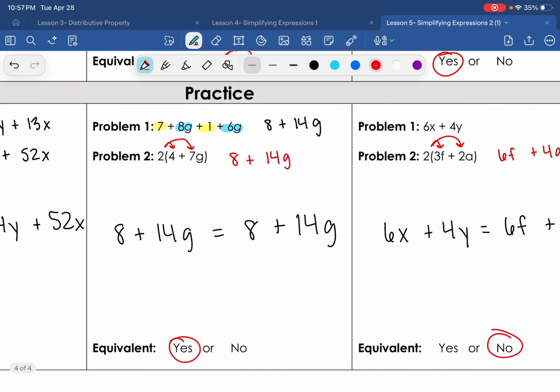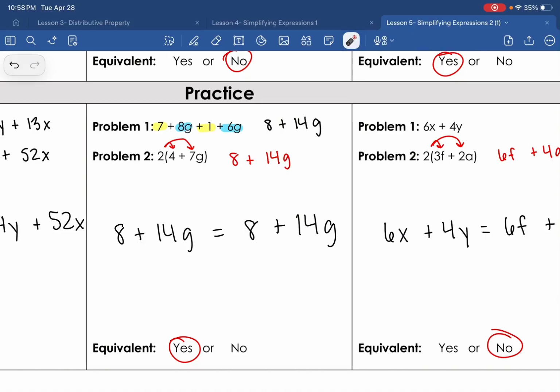Okay, so for the next one, when you combine like terms on problem number 1, you get 8 plus 14g. And when you distribute on the second problem, you get 8 plus 14g. So 8 plus 14g is equal to 8 plus 14g.